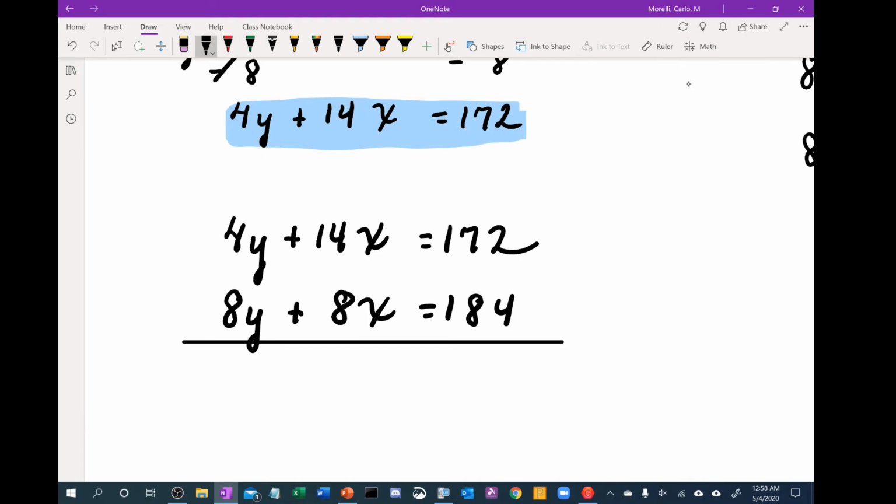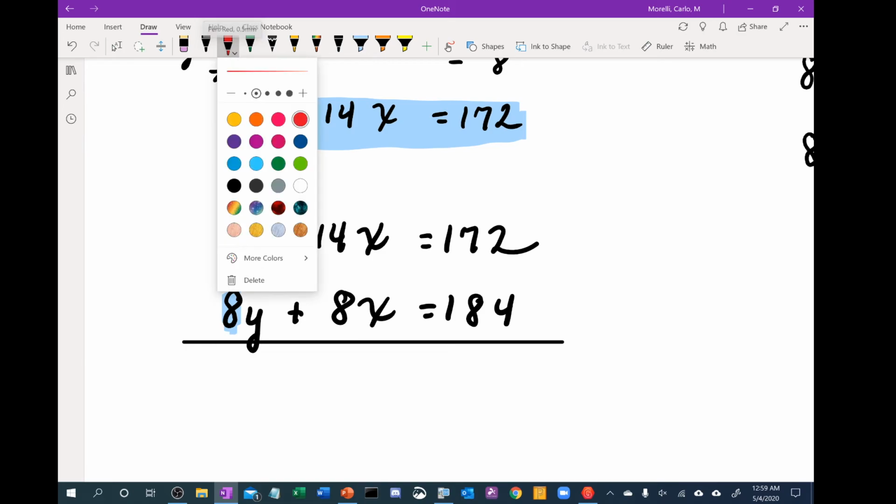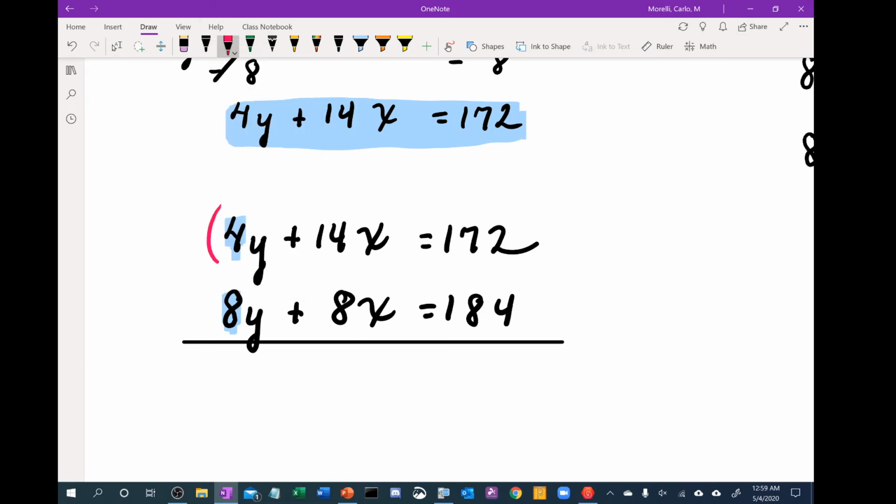What would I need to do to this 4 in order to make it into an 8? Well, I'd have to multiply it by 2. But if I'm going to do that, I have to multiply the entire top by 2 in order to turn that 4 into an 8. That's going to be distributed to each term of the top equation. Okay? So let's do that math.